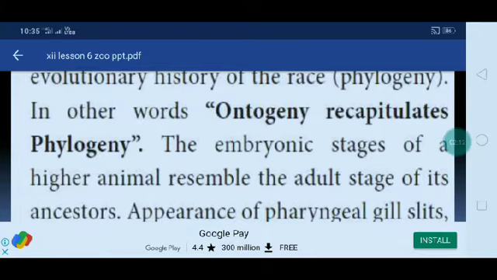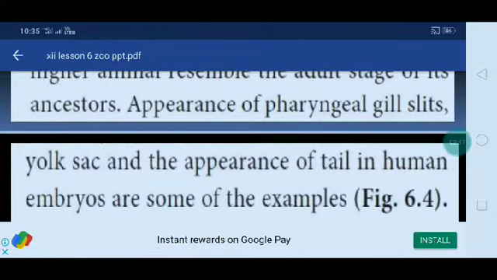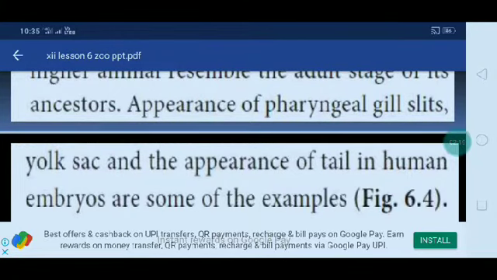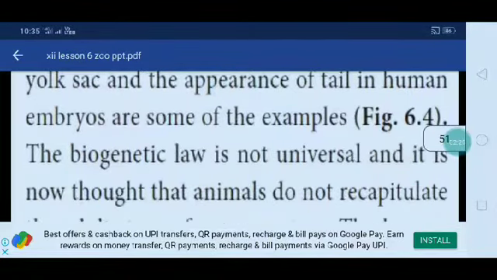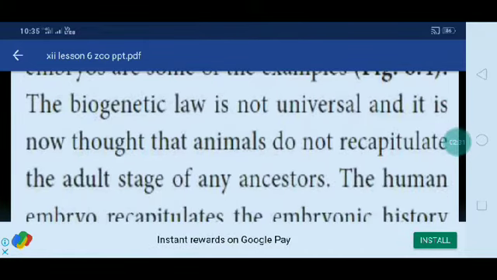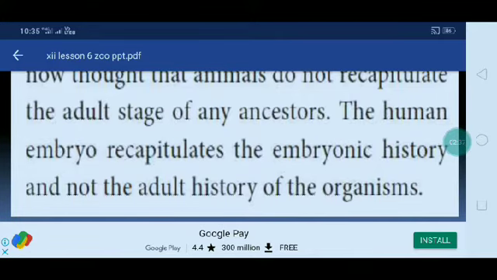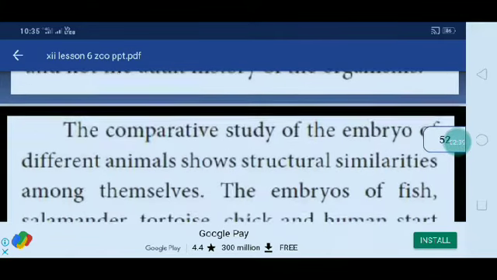The appearance of pharyngeal gill slits, yolk sac, and the appearance of a tail in human embryos are some of the examples. The biogenetic law is not universal. It is now thought that animals do not recapitulate the adult stage of any ancestors. The human embryo recapitulates the embryonic history and not the adult history of the organisms.